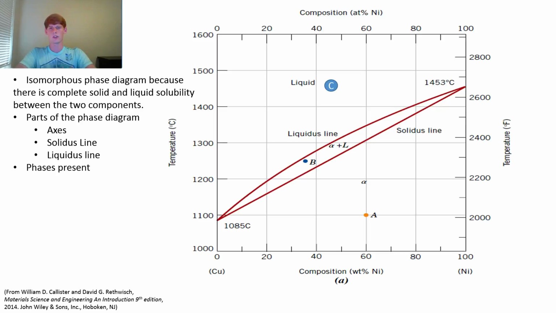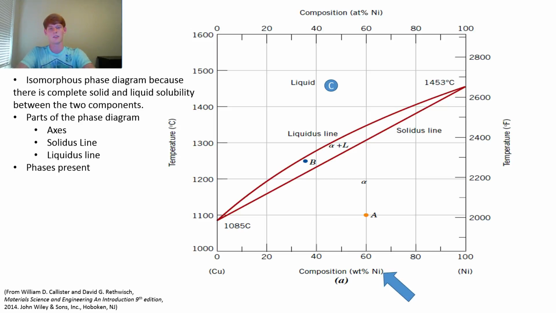So, what are the components of a phase diagram? This is an isomorphous phase diagram because there's complete solid and liquid solubility between the two components. So there's a straight continuation of a solid phase on the bottom and a straight continuation of the liquid phase on the top.